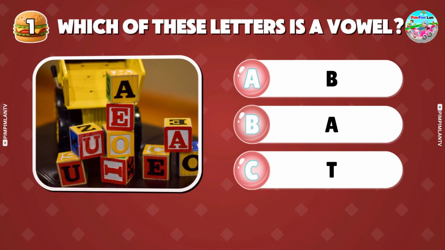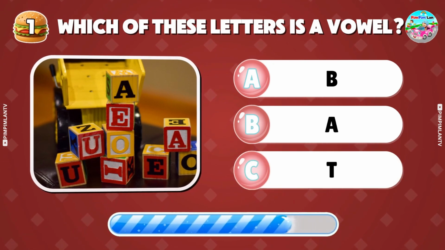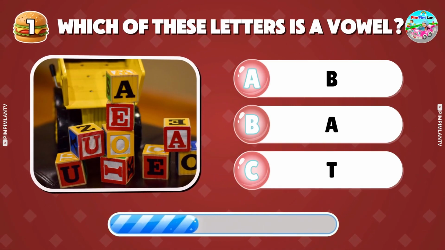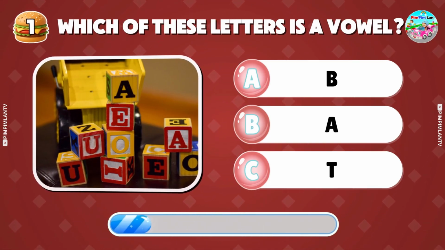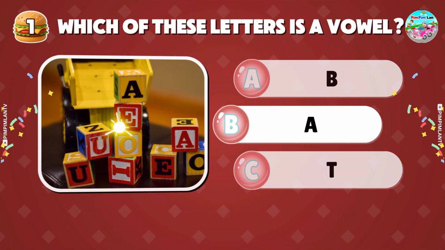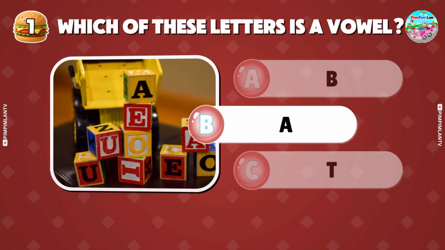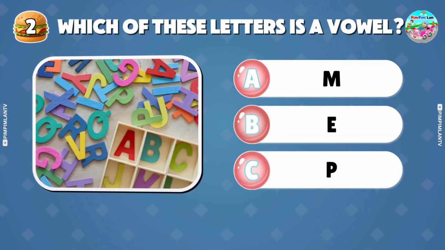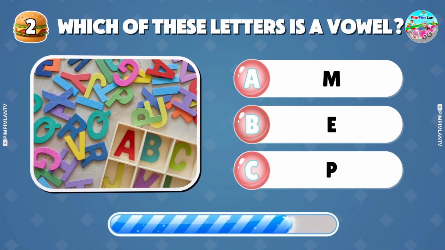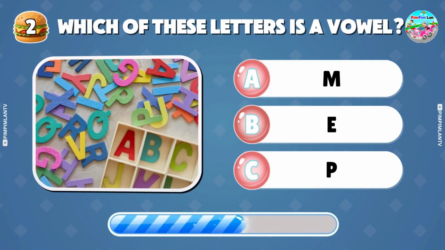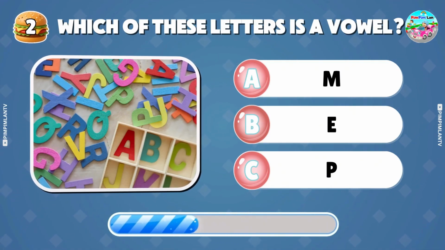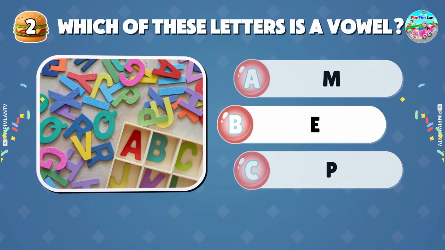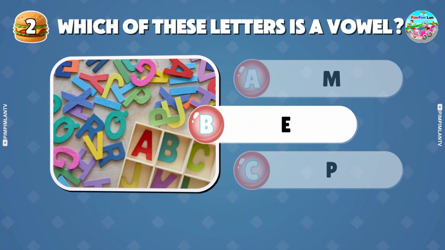Which of these letters is a vowel? Nice one! A is the very first vowel. Which of these letters is a vowel? Well done! E shows up in tons of everyday words.